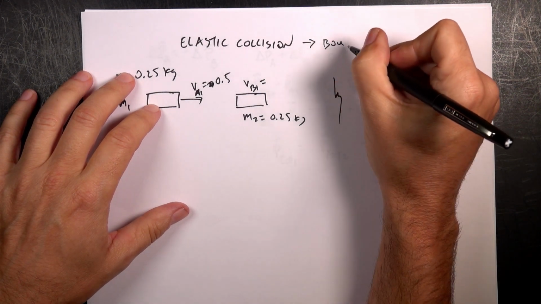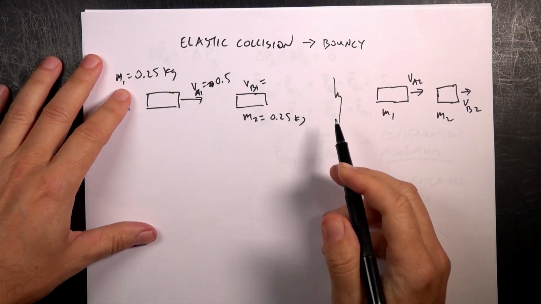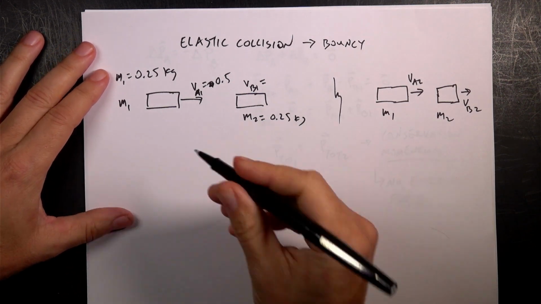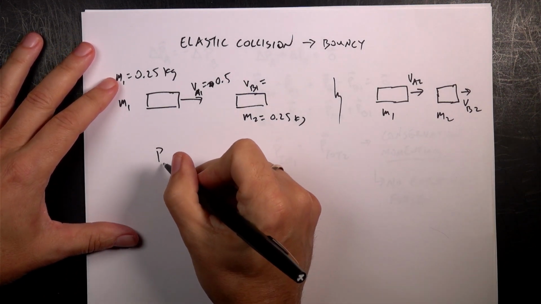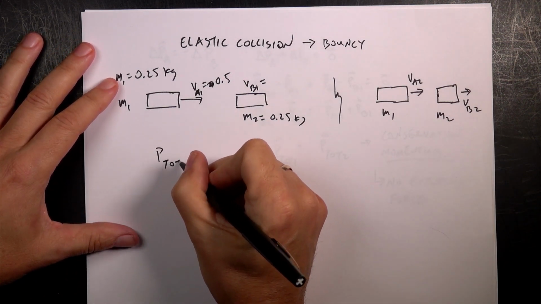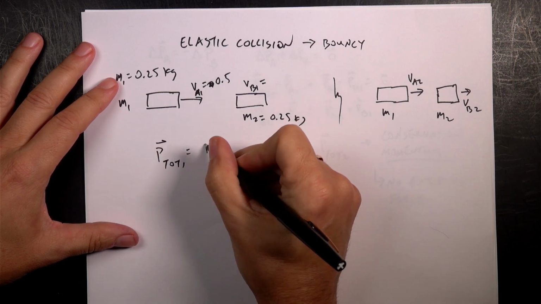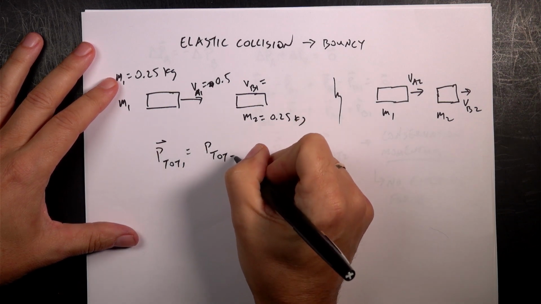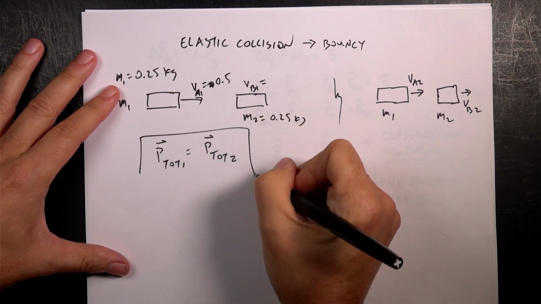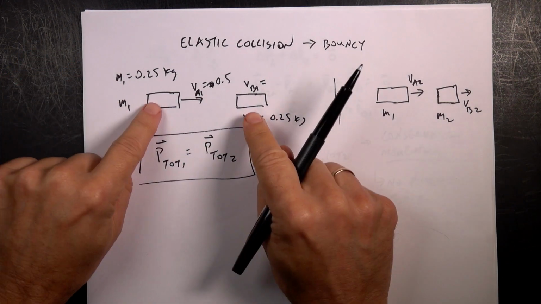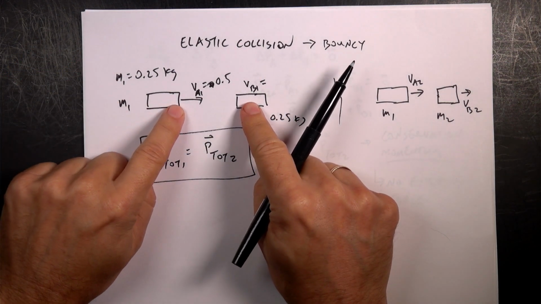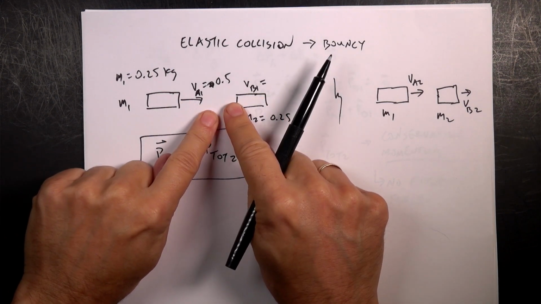It's actually a special case. In this elastic collision, we have the following: P total 1 equals P total 2. We knew that. This is true if the only forces acting on these two cars is the internal force of the two interacting with each other.